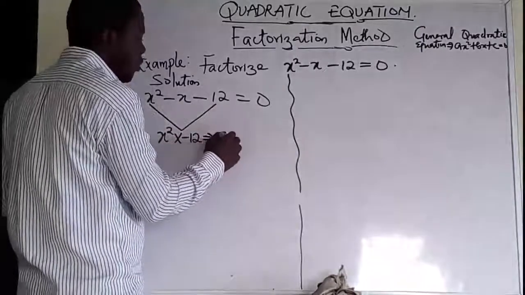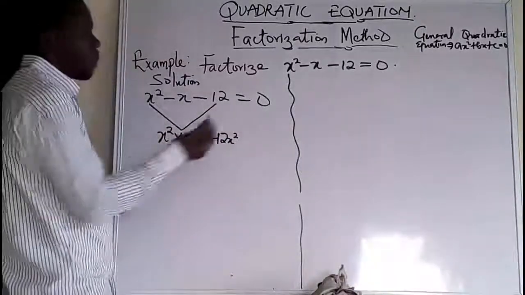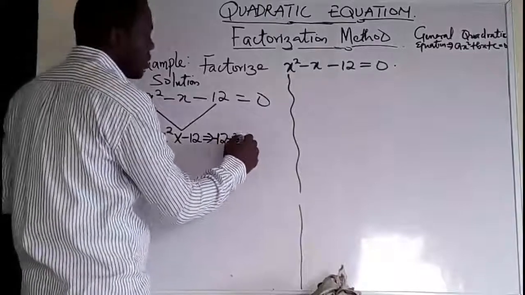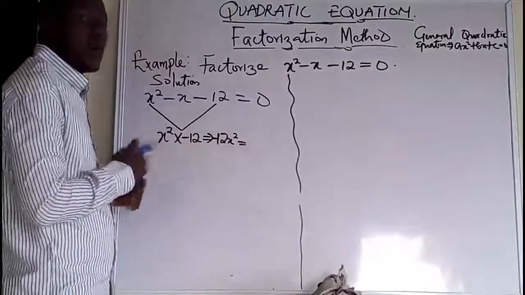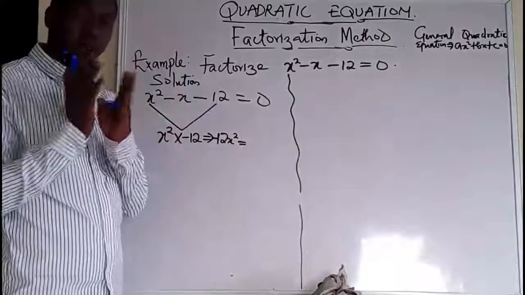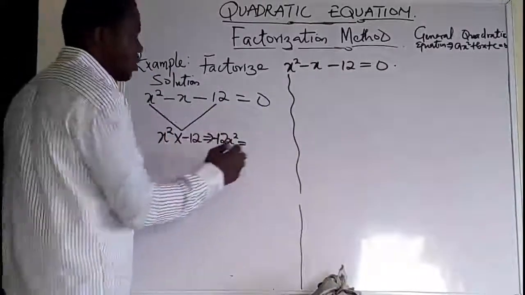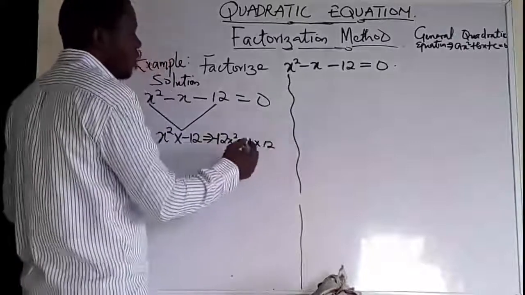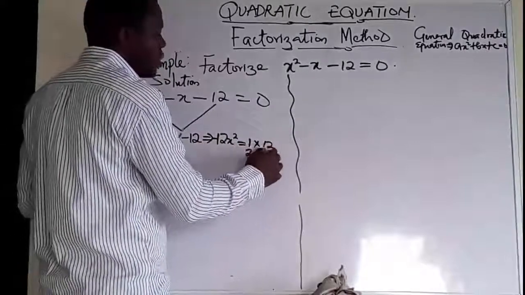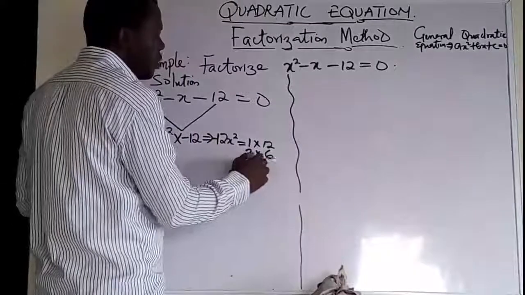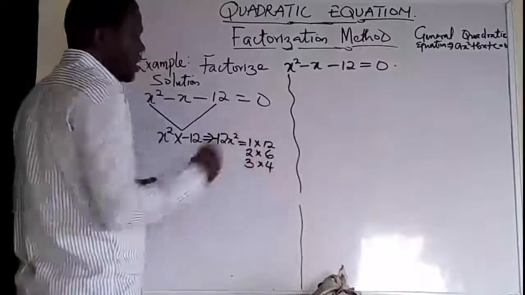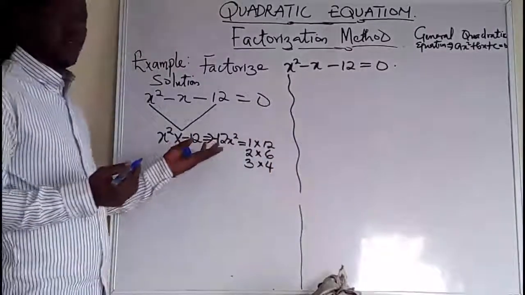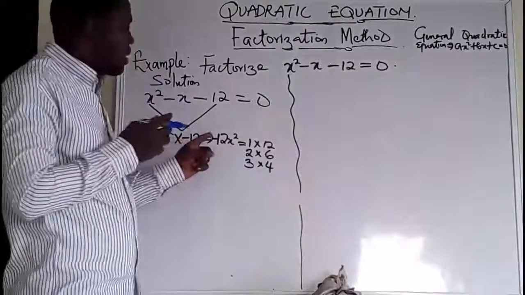Minus 12x squared. So you will now take these numbers. Let us try to get numbers that we can multiply that will give us this. The first one is 1 times 12. Another one is 2 times 6. Another one is 3 times 4. These are the numbers that we can multiply together and give us 12. But don't forget that the answer is minus 12.